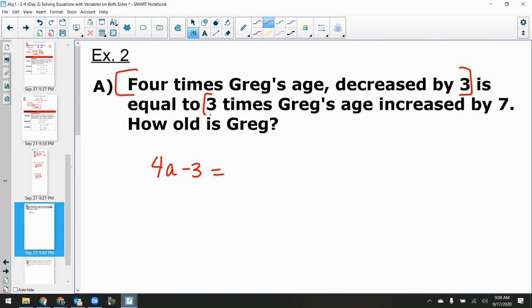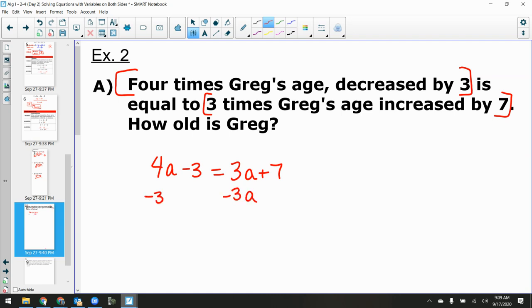And then we've got 3 times Greg's age increased by 7. What did you say for that one? 3a plus 7. Good. So if you take it piece by piece, it's not that bad. Okay, let's solve and see how old Greg is.